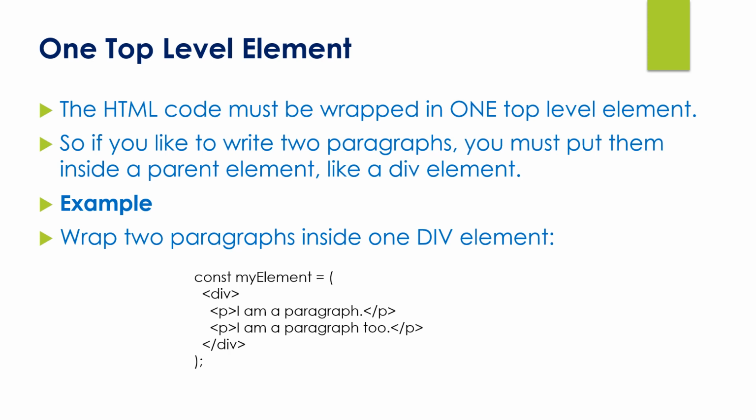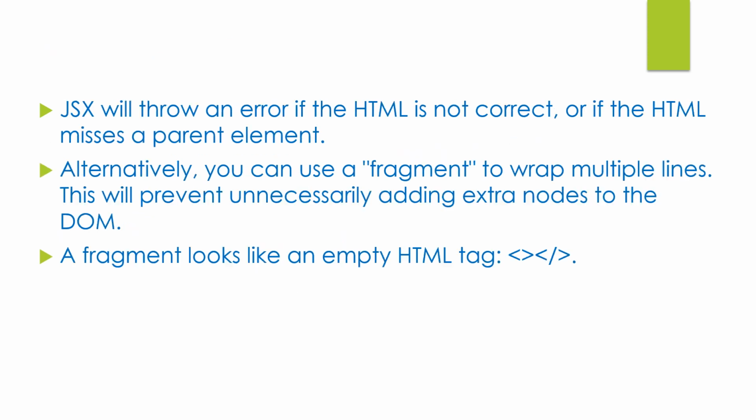So here is the example. We are having 2 paragraph tags. If you directly assign the two paragraphs to the one variable called myElement, then you will get an error. So what we need to do is we have to enclose those two paragraphs into one top level element that is called the div tag. Here we are using the div tag for enclosing the two paragraph tags. JSX will throw an error if the HTML is not correct or if the HTML misses a parent element.